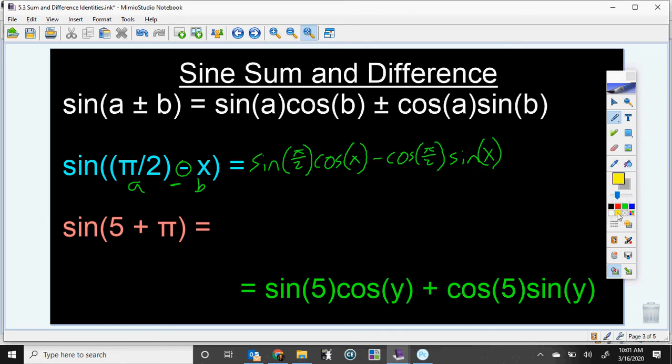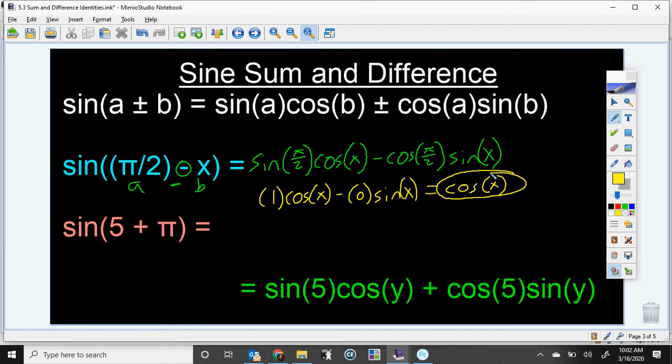And because we know what sine of pi over 2 and cosine of pi over 2 are, we're going to simplify this a little bit further. Sine of pi over 2 is just 1. Cosine of pi over 2 is 0. Well, 1 times cosine of x is cosine of x, and 0 times anything is 0. So cosine minus 0 is just cosine of x, just like that.